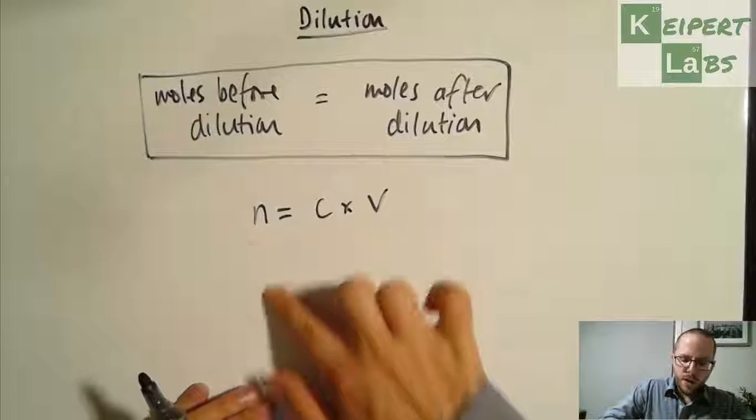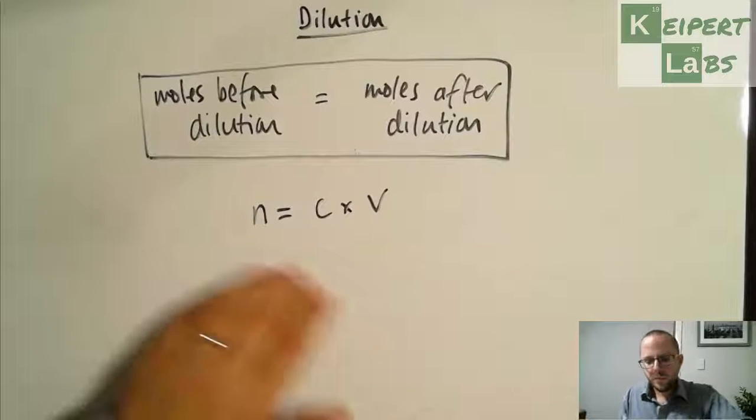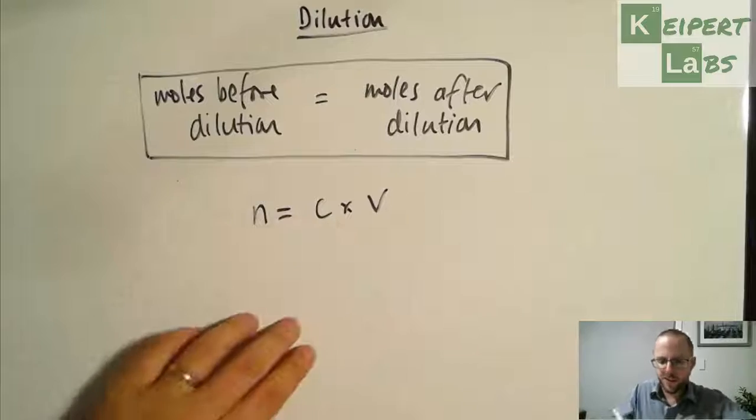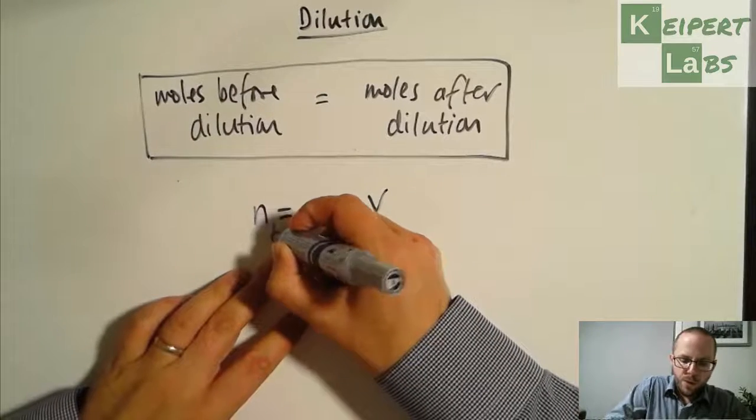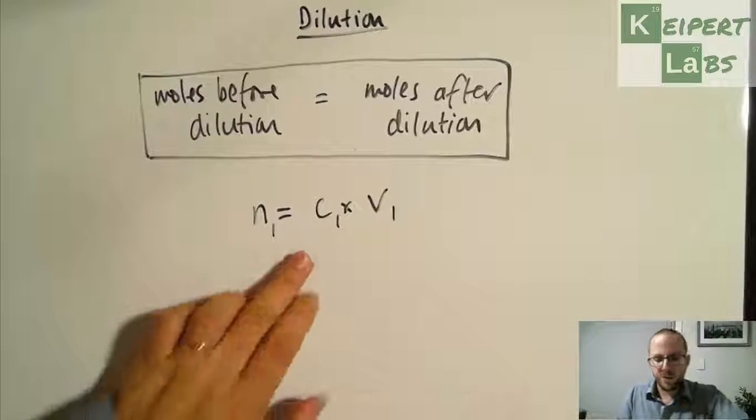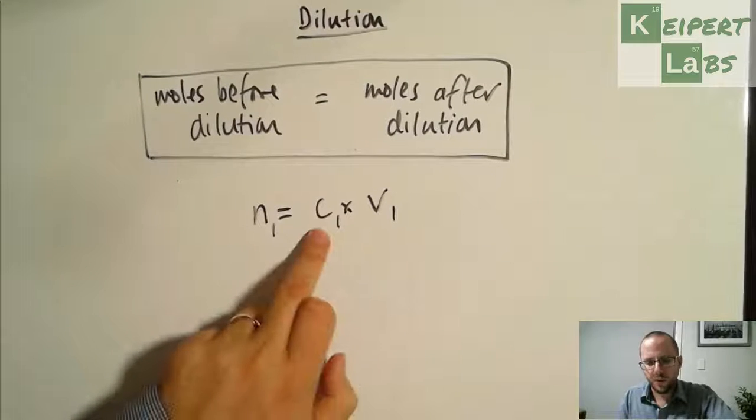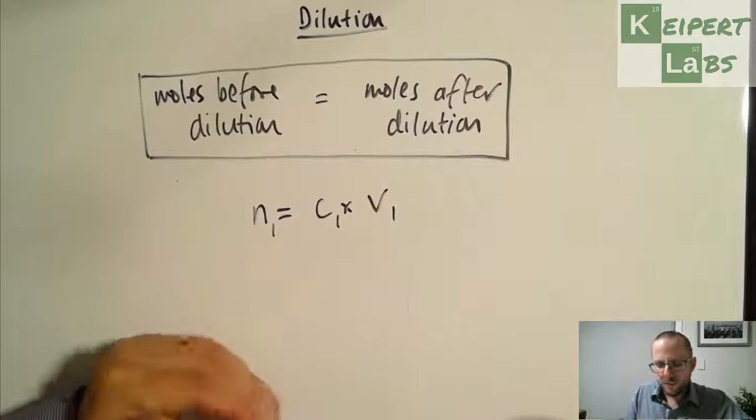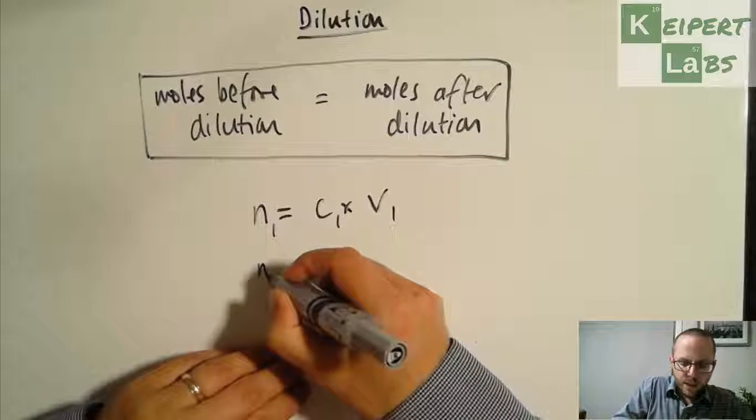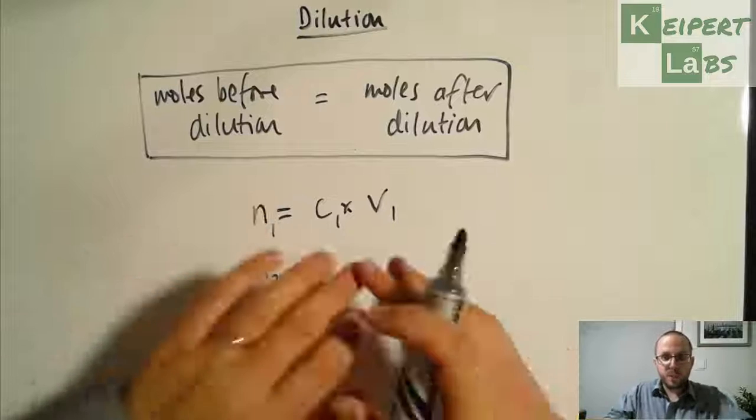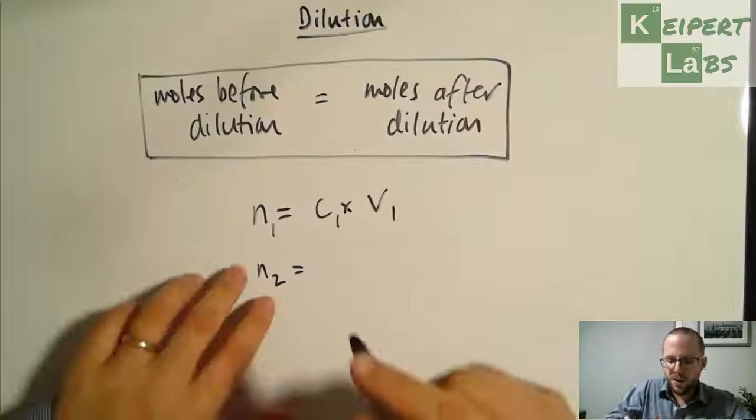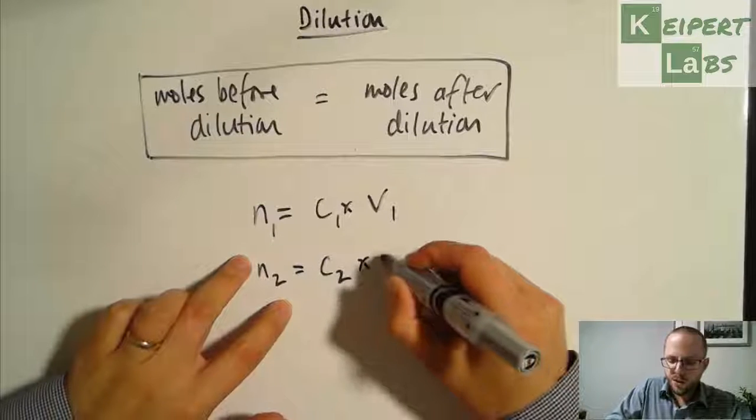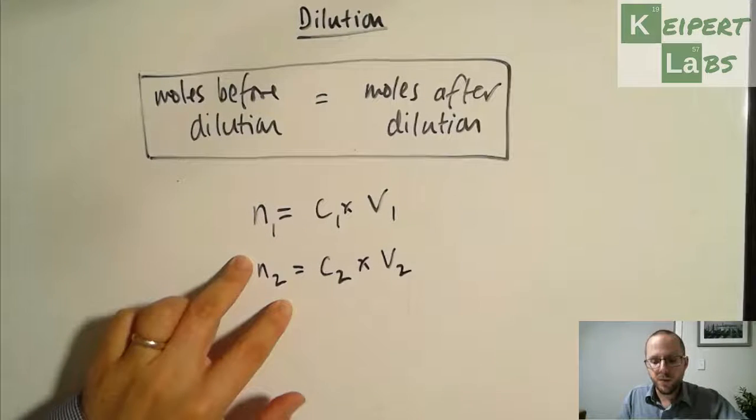Okay, and so what we've said is, let's say we have this first solution, we've made up a solution to start with, and so the moles that we have is equal to the original concentration, a certain concentration, and its volume. Okay, and then let's imagine that we've changed the solution in some way, that the moles that we have in this new situation is the new concentration times the new volume.